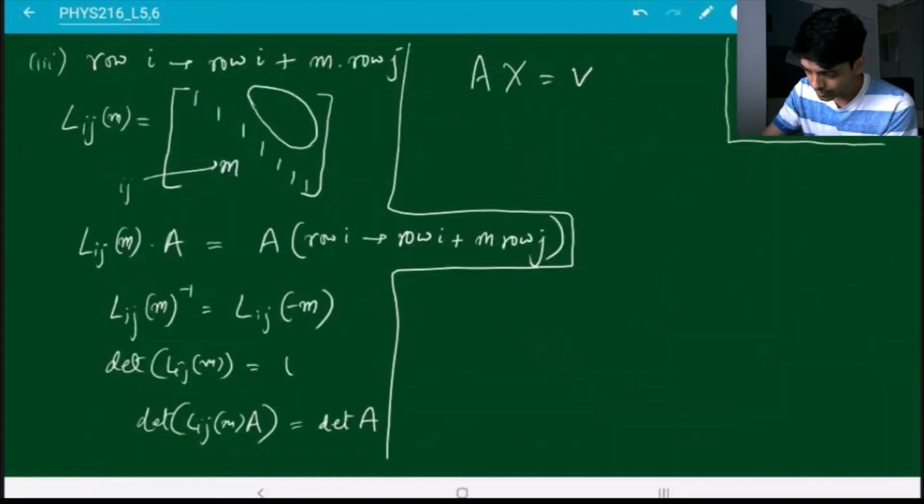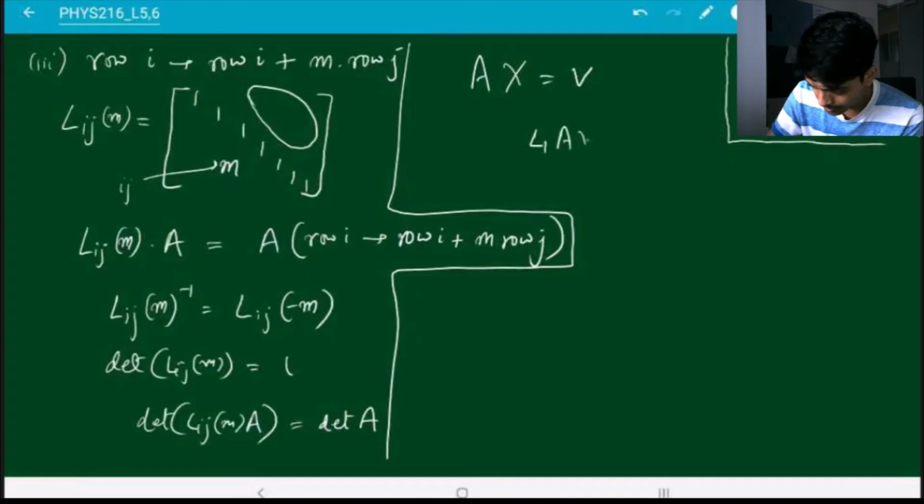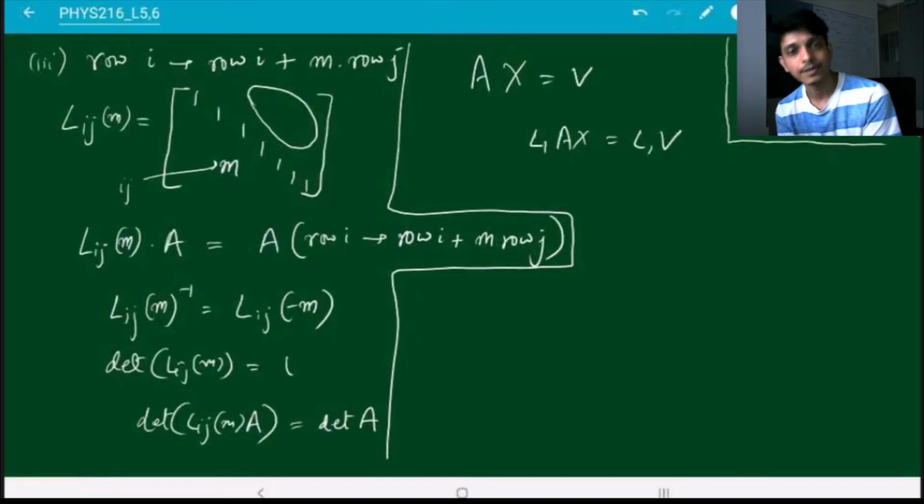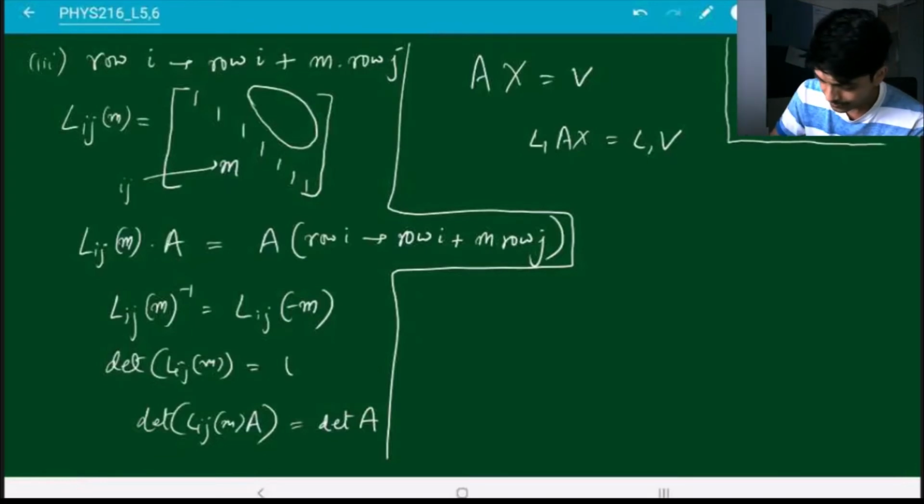All these kinds of row transformations you want to do, all you need to do is keep multiplying the relevant matrices to A. So first step, suppose you want to do some scalar multiplication, and suppose I call that matrix L1. First you multiply L1 on both sides from the left. Then let's say you want to do row 1 goes to row 1 plus t times row 2 kind of thing. Let that be represented by some other matrix L2. So L2 L1 AX is L2 L1 V, and so on.